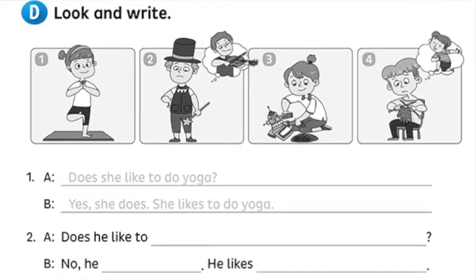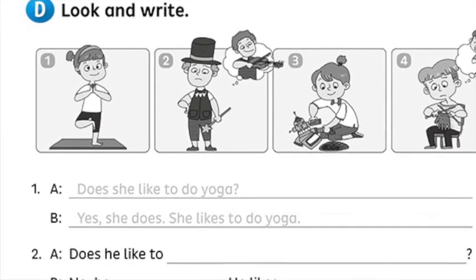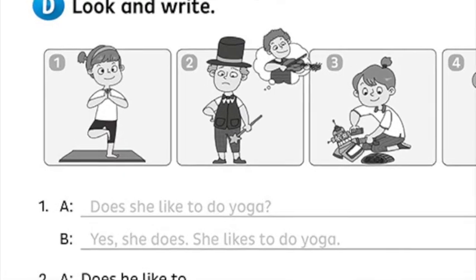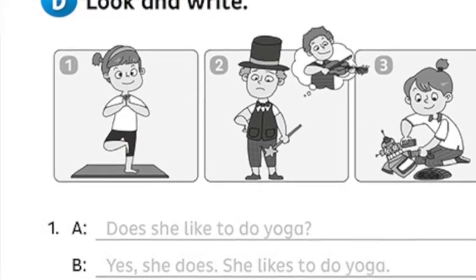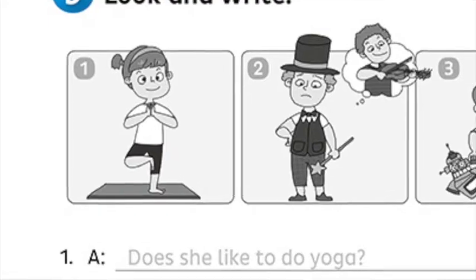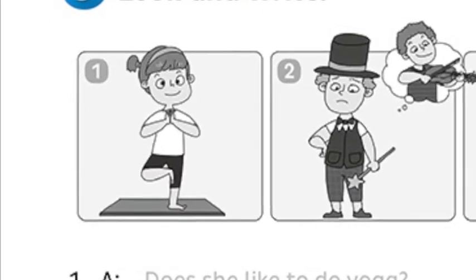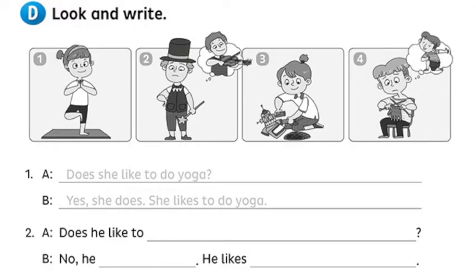Okay, so let's look at picture number 1. Picture number 1 shows a girl doing yoga. So let's go ahead and ask a question. As you can see for number 1, the question is already there. Does she like to do yoga? And the answer is yes, she does. She likes to do yoga.